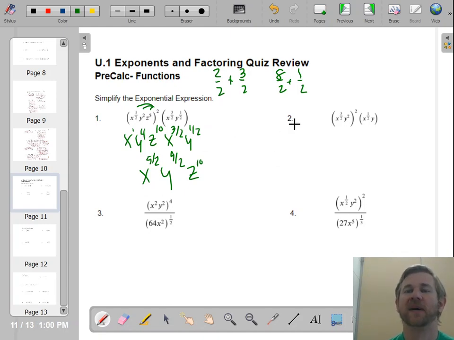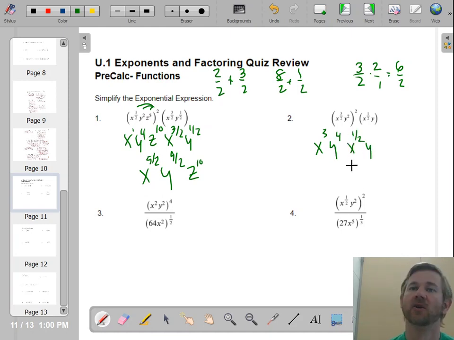We're going to pretty much play the same game. So we've got a power to a power. We're going to do x to the 3/2 times 2. When you're multiplying, you just multiply across, so that's 6 over 2, so this will be x cubed. y to the 4th, and then we have x to the 1/2 y. So again, we're going to do 3 plus 1/2. 3 is 6/2, so that's 6 plus 1 is 7/2. And then y to the 4th times y is y to the 5th.